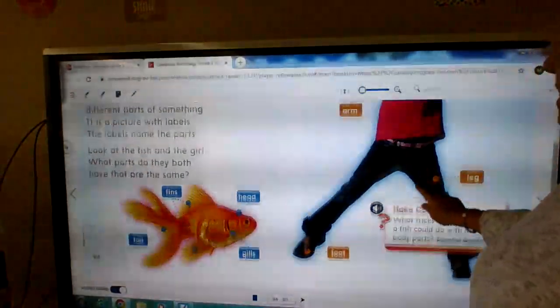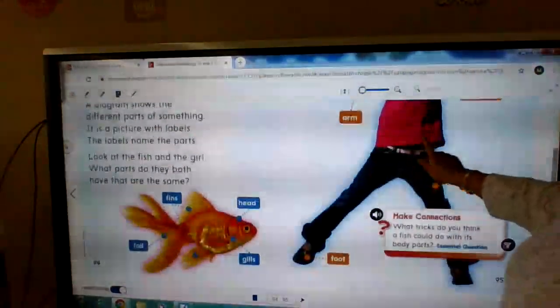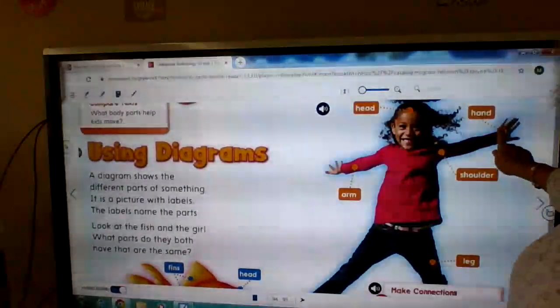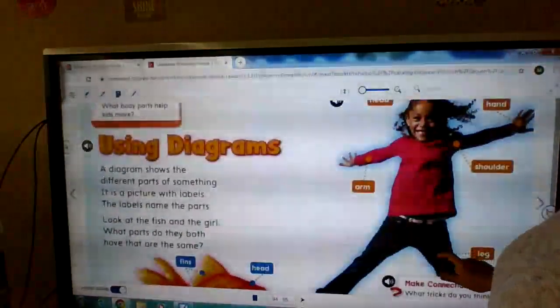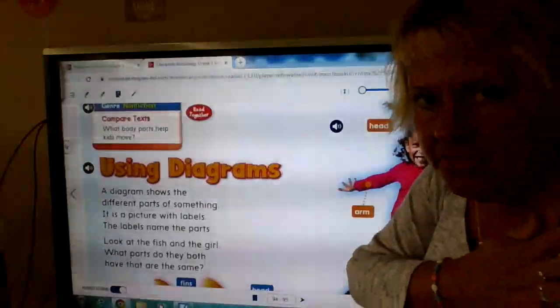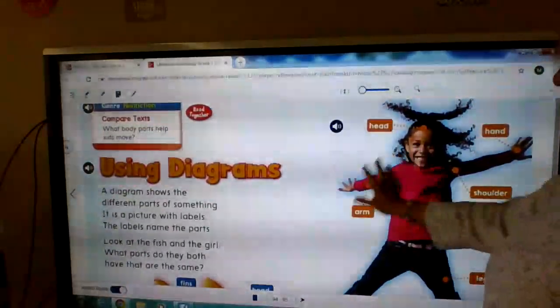So now let's look at the girl. Head. Does a fish have a head? Yes. Does a girl have a head? Yes. A girl has a hand. Does a fish have a hand? Nope. So that's different, isn't it? Shoulder. Fish don't have shoulders. Arm. Fish don't have arms. So that's how they're different.